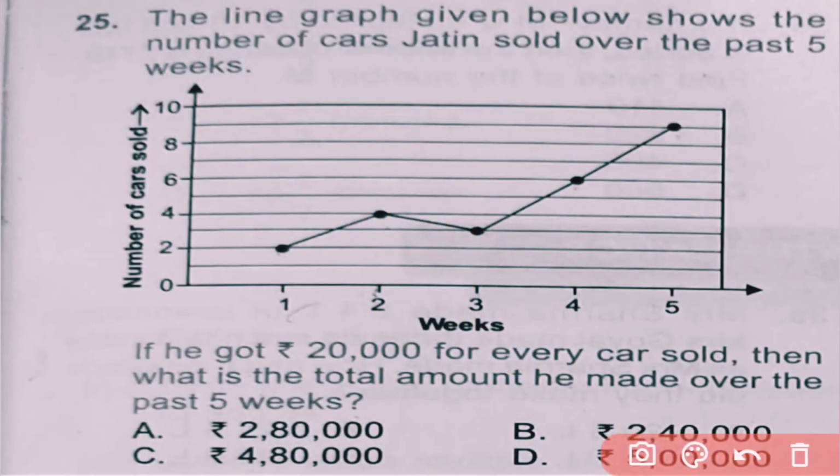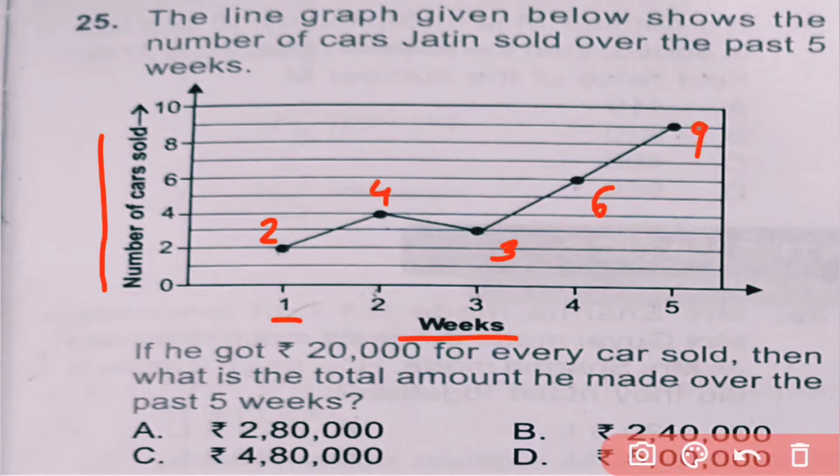Question number 25. The line graph given below shows the number of cars Jatin sold over the past 5 weeks. If he got rupees 20,000 for every car sold, then what is the total amount he made over the past 5 weeks? In the first week, he sold 2 cars. In the second week, he sold 4 cars. In the third week, he sold 3 cars. In the 4th week, he sold 6 cars. In the 5th week, he sold 9 cars.